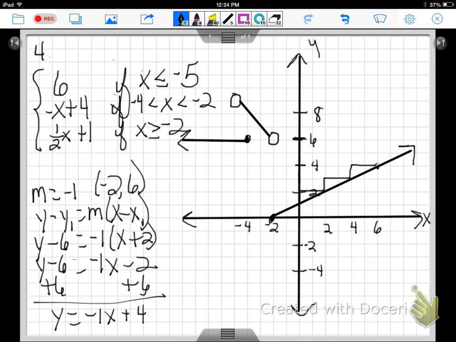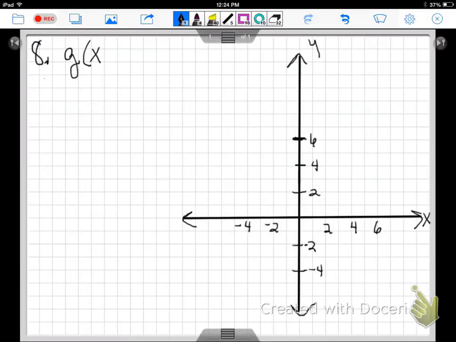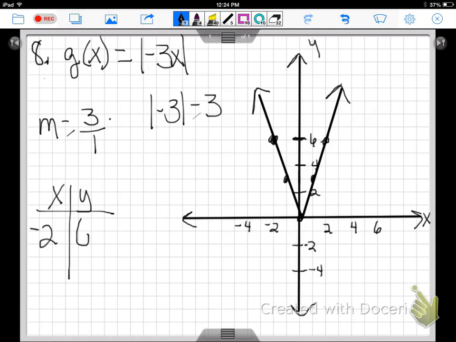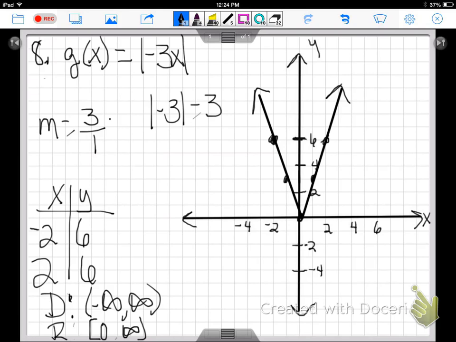In the second equation, you can tell that the slope is up 1 over 2, and your y-intercept is at 2. And the restriction is everything to the right of -2. Number 8, it's absolute value of -3x. So your slope is, absolute value of -3 is 3, so your slope is 3 over 1. So on each side of your absolute value, you go up 3 over 1. Or on the left side, you would go up 3 backwards 1.